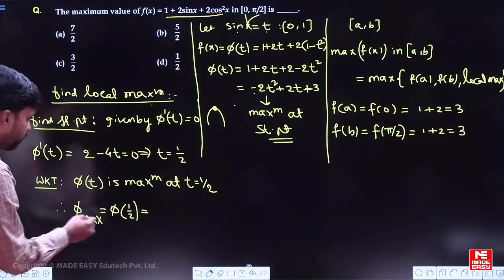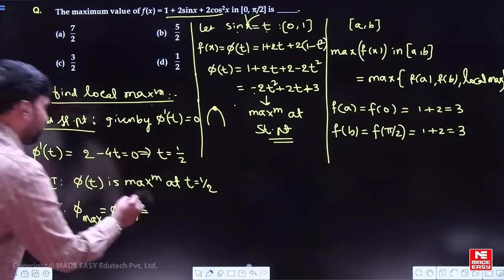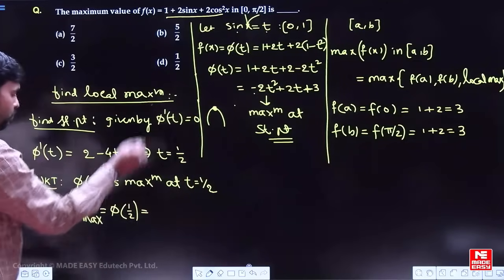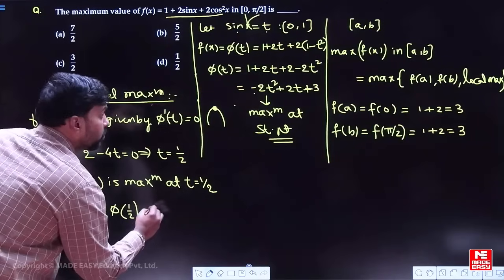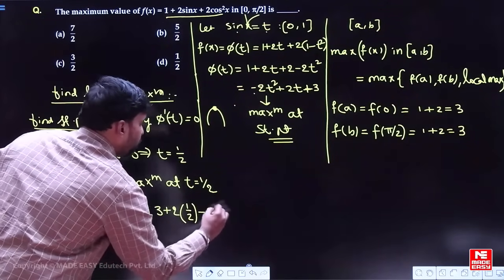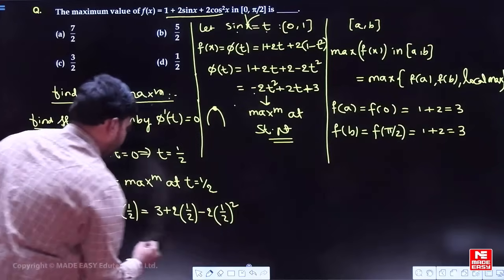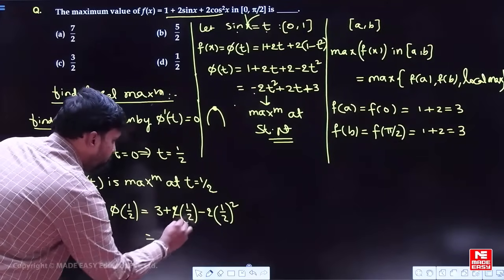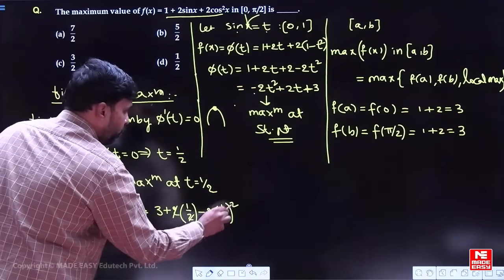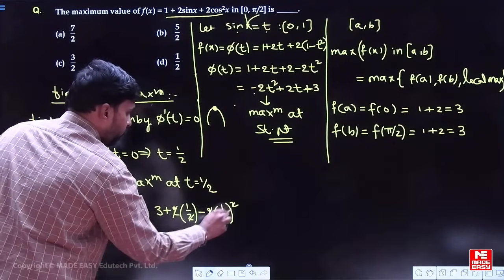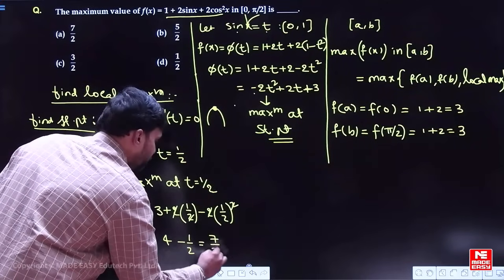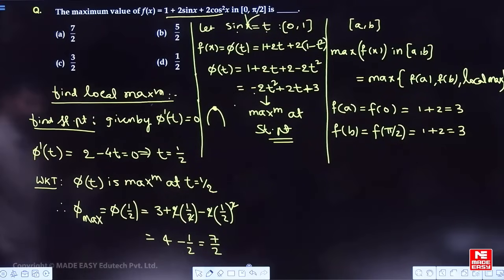So if you put half into this function phi, how much does it become? Here you put half into this, so this will become 3 plus 2 into 1/2 minus 2 into 1/2 whole square. So here 2 gets cancelled. It is 4 minus, and this one is 1, 2 gets cancelled, right or not? 2 gets cancelled, and 4 minus 1 by 2 becomes 7 by 2.